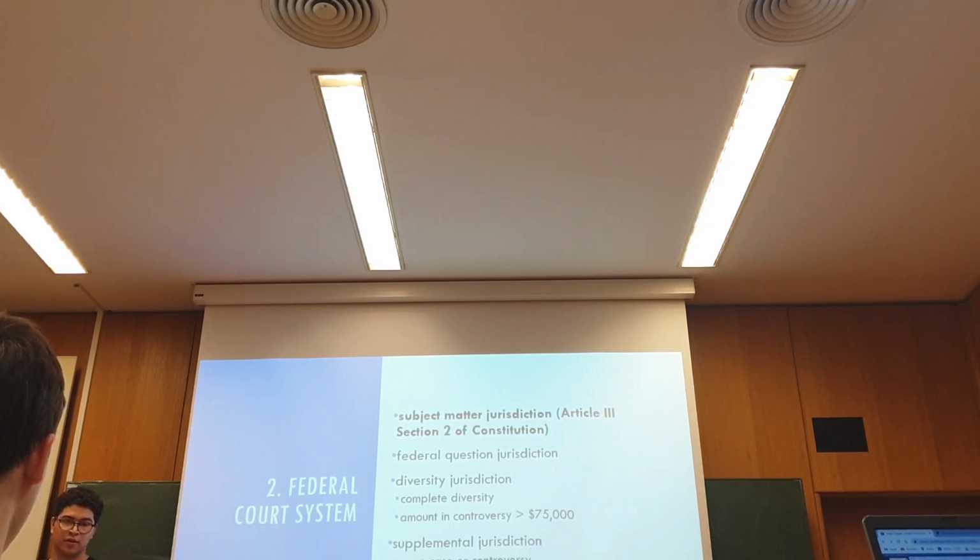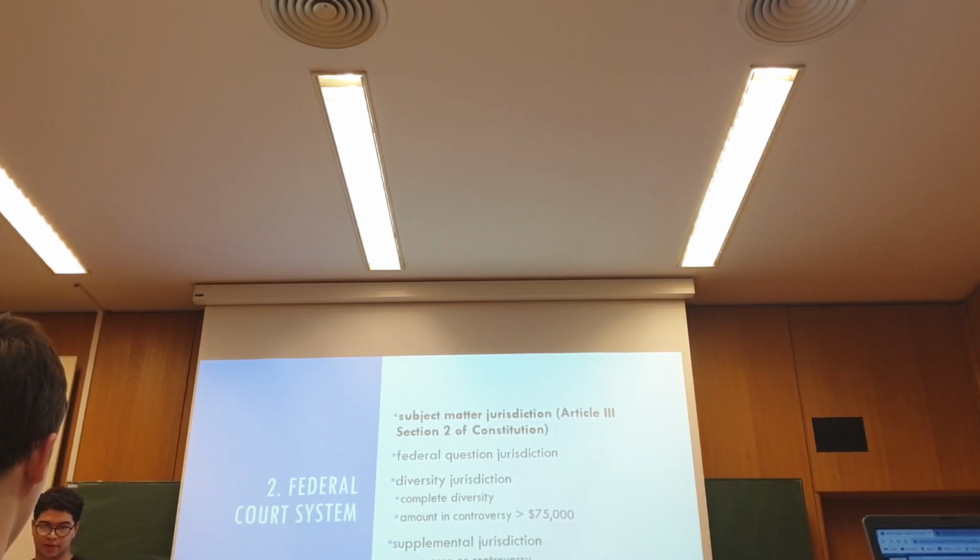The next way for a federal court to have subject matter jurisdiction is supplemental jurisdiction. So if federal question jurisdiction or diversity jurisdiction, so the two types that I was talking about earlier, have already been established for one claim, then another claim that doesn't meet those two requirements can be heard by the federal court, if both claims constitute the same case or controversy.